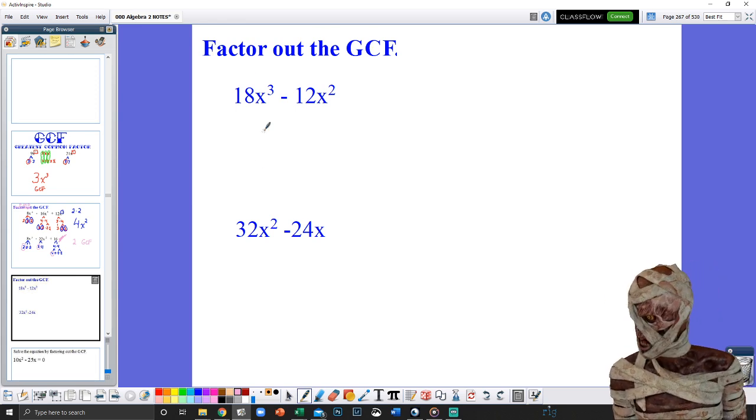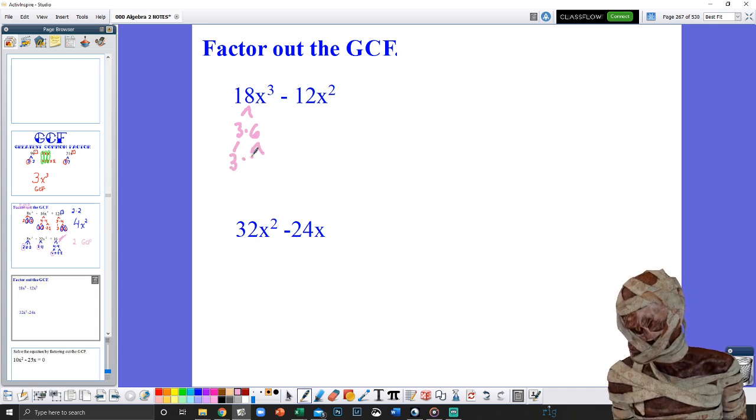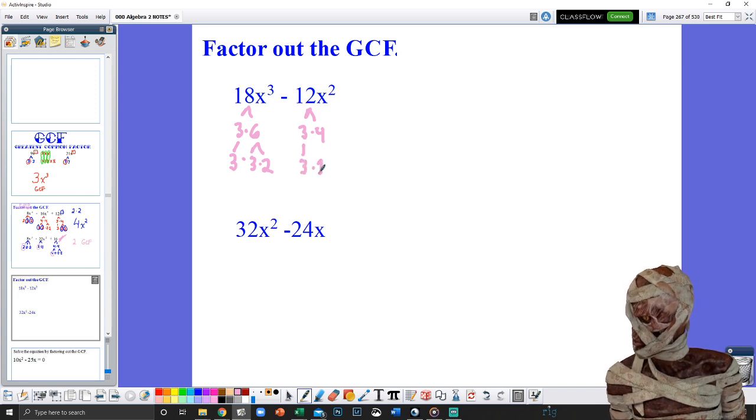So what I'm going to do is the first thing that I just taught you. I've got 18, which is 3 by 6. 3 does not reduce, but 6 is 3 times 2. Just like that. Now we're going to do 12. 12 is 3 times 4. 3 does not reduce, but 4 does.